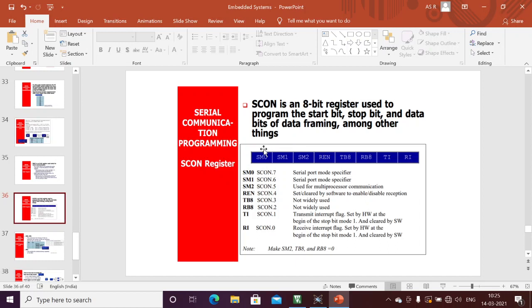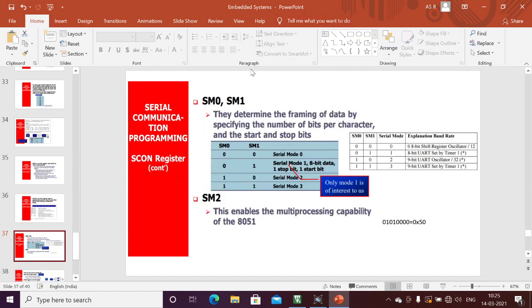For the mode selection, we can go to the next slide. Here 00 means 8-bit shift register mode, where the clock is always fixed at oscillator divided by 12. And 01 is 8-bit UART, where the baud rate and frequency are set by Timer 1. Mode 1 and mode 3 have a variable baud rate, and mode 0 and mode 2 have fixed baud rates.